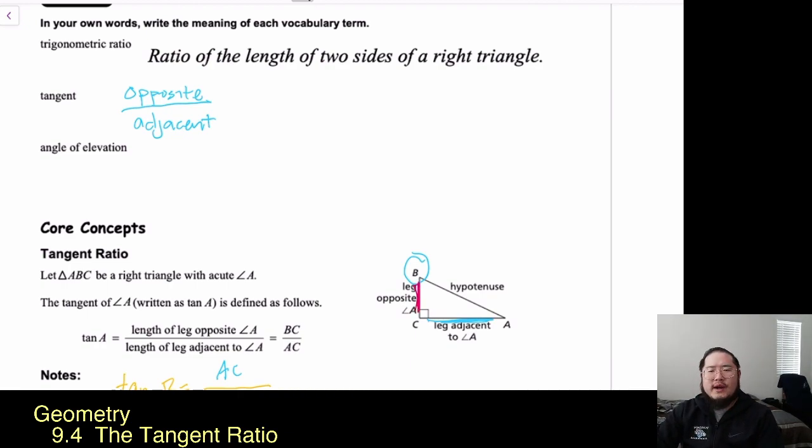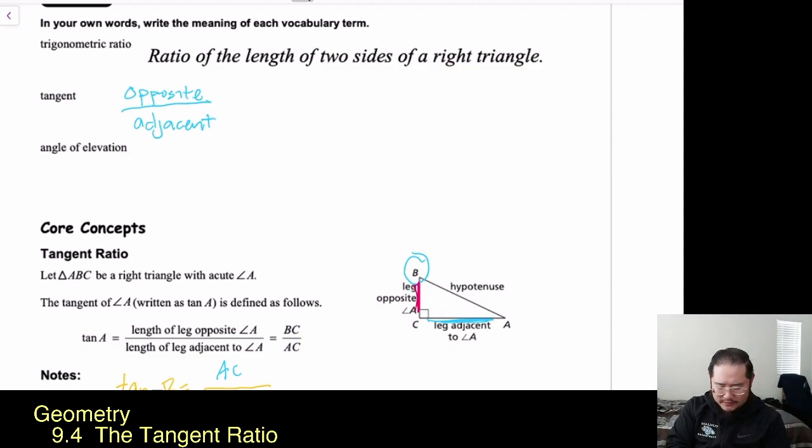All right, so all we're worrying about is what sides go along with tangent of a particular angle. We don't do anything with angle C because it's the right angle. And the side opposite the right angle is the hypotenuse, so that does not apply to right angles in these triangles. All right.